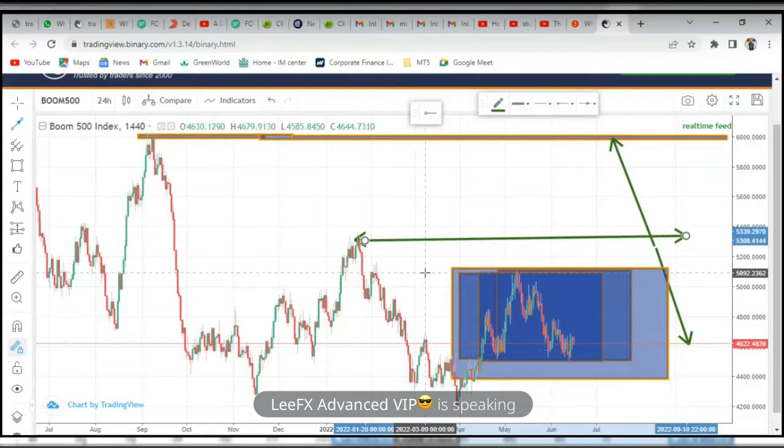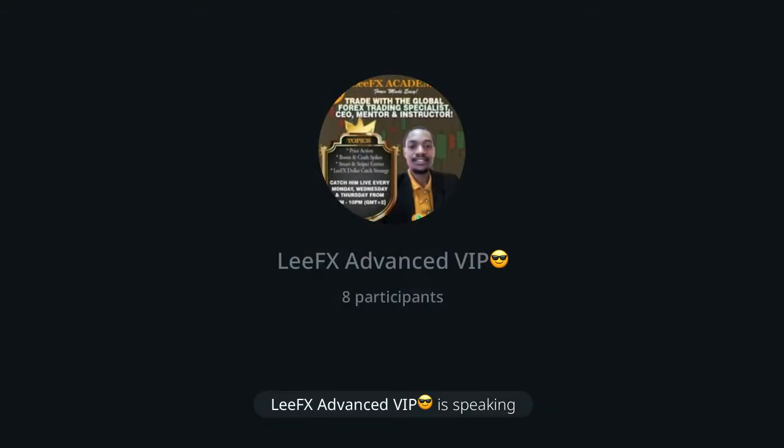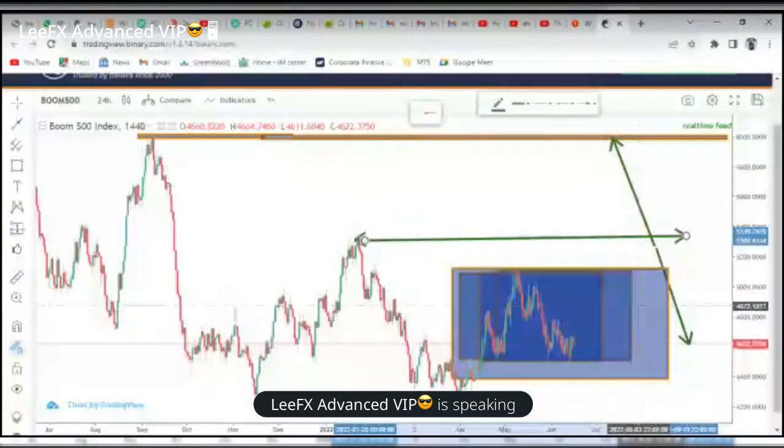Pardon? What time frame is this? This is 24, which is 24 hours, which is D1, which is 1 day. So this is how we are looking at it on a bigger time frame.